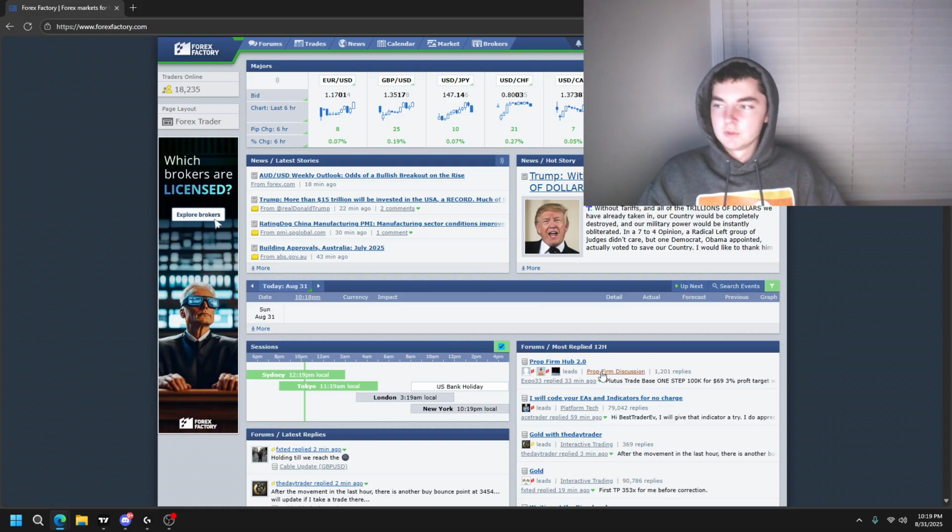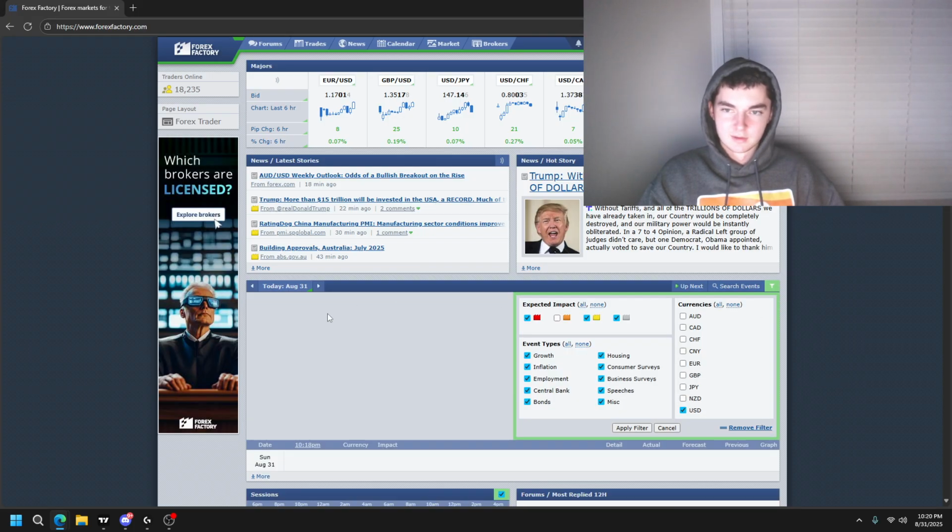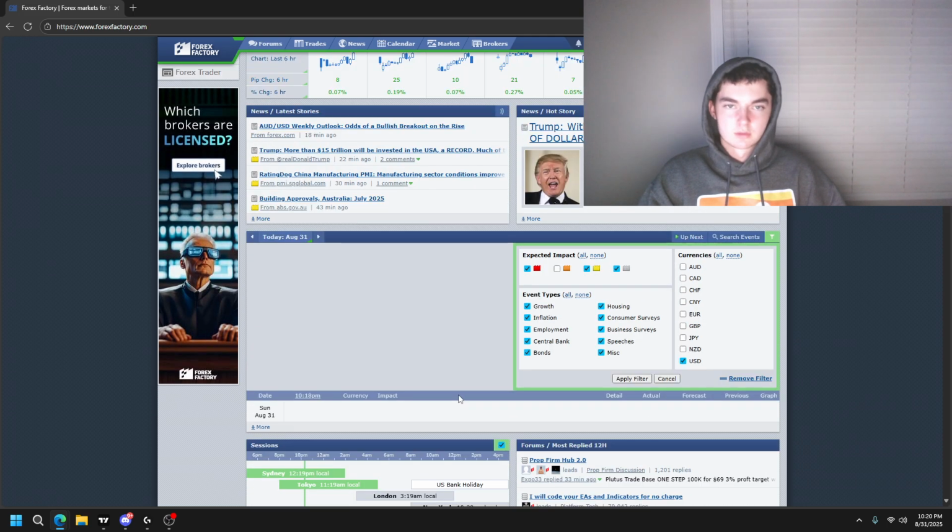First off, when you go to this little lab beaker or whatever it is, click on it. This will be your filters you can change. This is what I use. I have red folders checked, yellow folders checked. I keep all the event types the same. And then for currencies, use whatever currency you use.